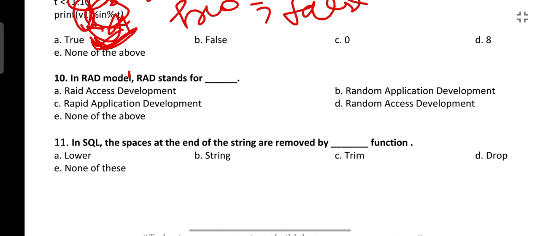Next is, in the RAD model, what does RAD stand for? Rapid application development. What is this RAD model? The RAD model is where, without much planning and only with iteration and prototyping, we develop the system. That is known as the RAD model.